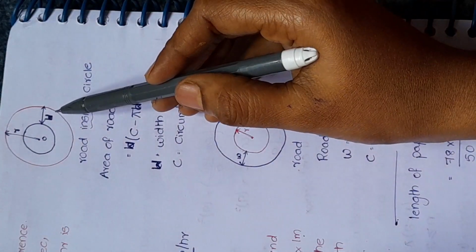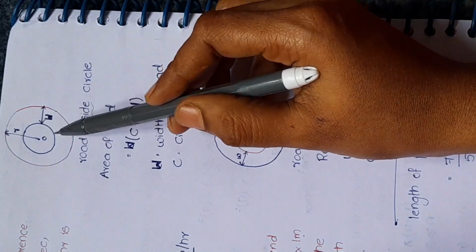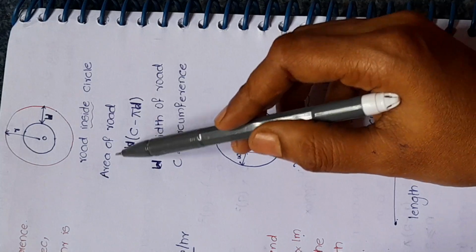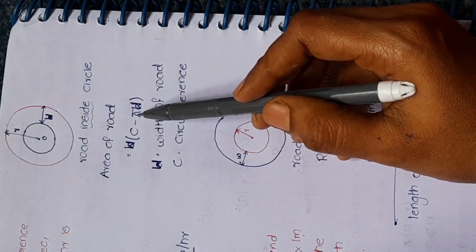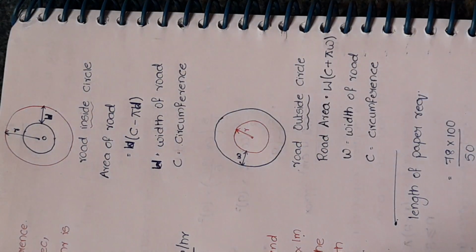Here consider the circle which is of radius r meter. It is in the red color. A path or a road inside the circle, which is in blue color, is of width w. Now the area of the road is w into c minus pi w. Here w is the width of the road and c is the circumference.